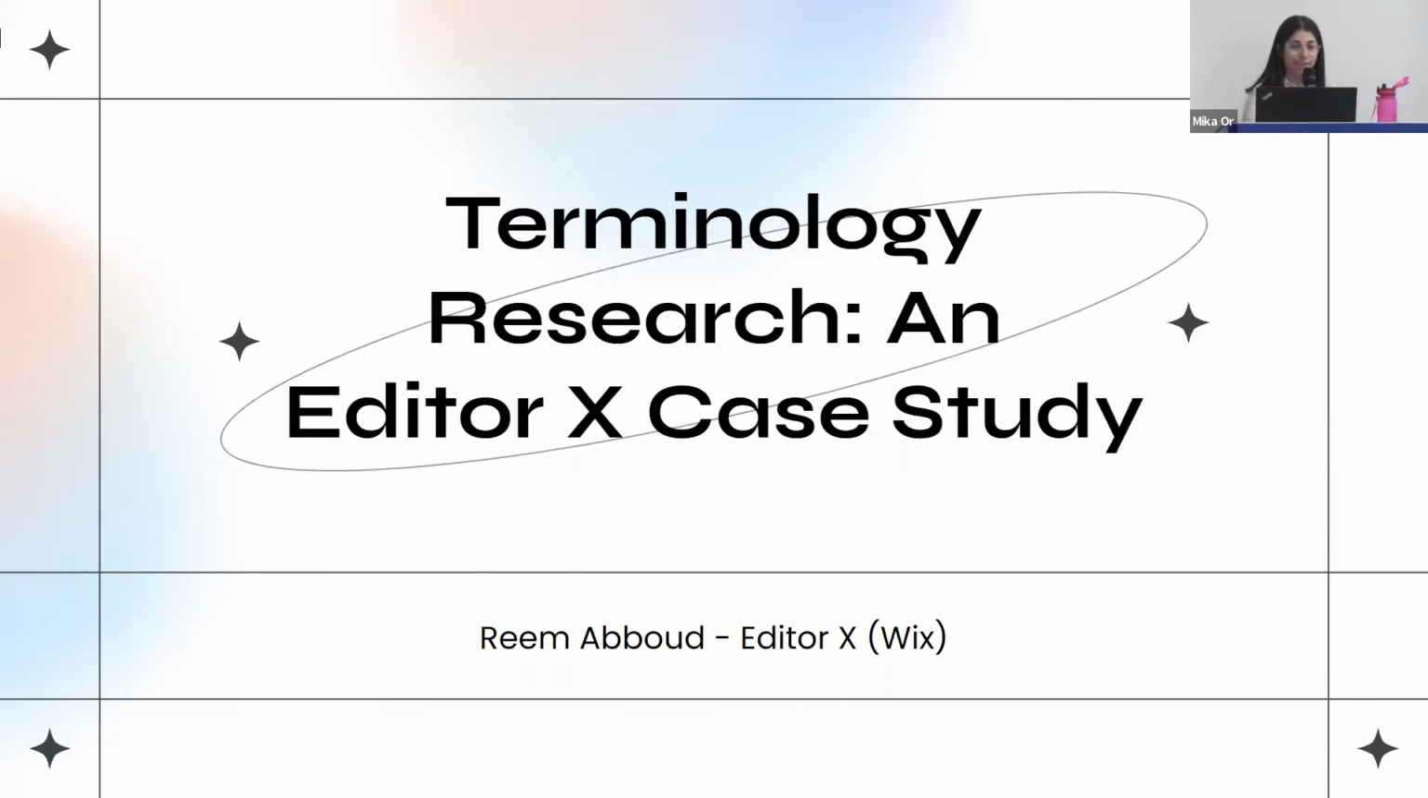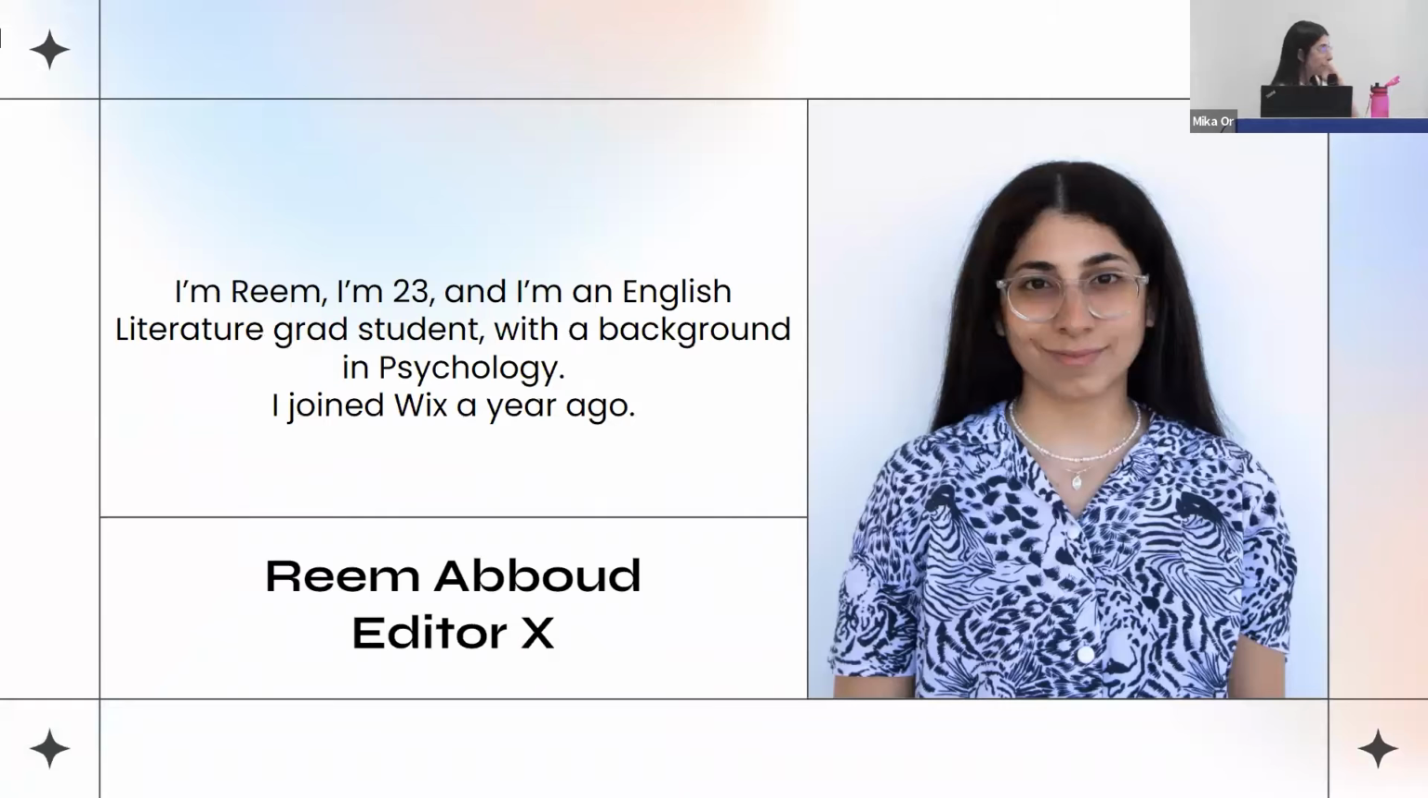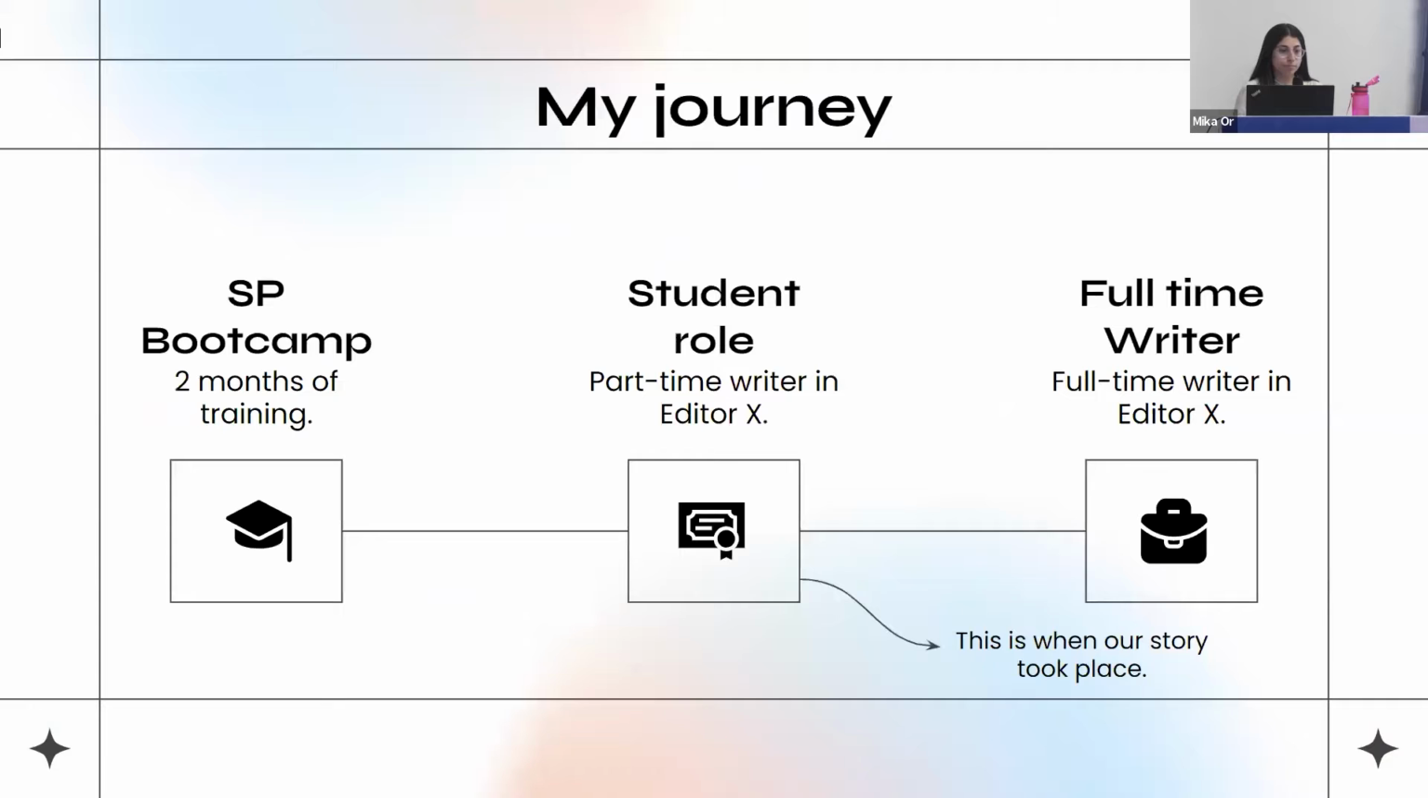Great. Okay. So first off, let's talk about me for a little bit. I'm Reem. I'm 23, and I'm an English literature grad student in Tel Aviv University. I studied psychology and English literature for my BA. So this is where my love for research comes from. I was also a research assistant at university, and I joined Wix a year ago.